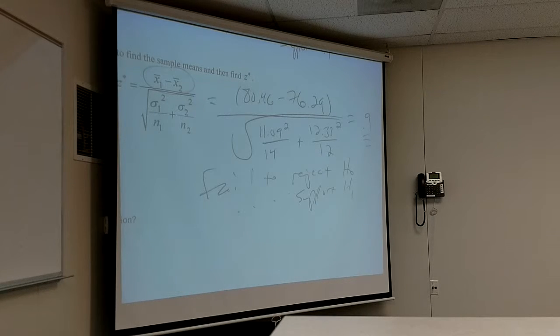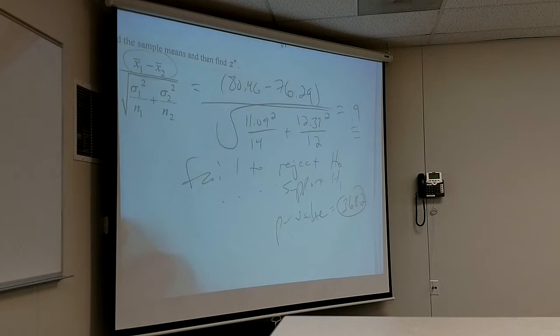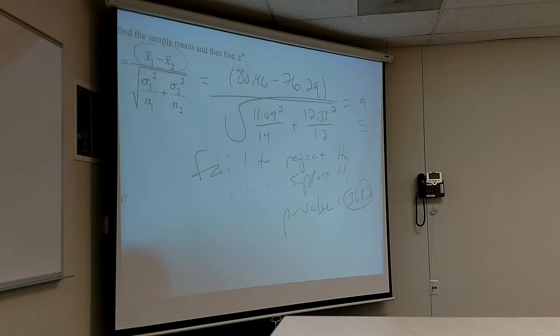Oh, almost. It's a two-tail test. So whatever area you get, if it's a two-tail test, you get that number and then you double it. 0.3682. And in terms of alpha, that's crazy big. That's nothing. Good Lord.